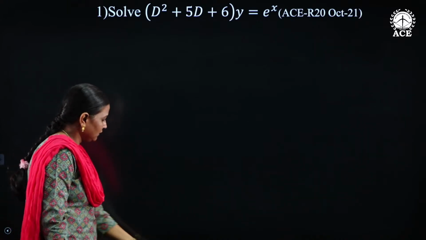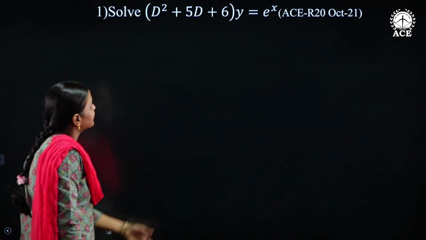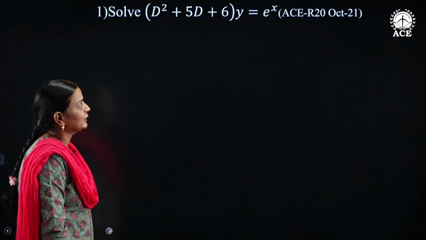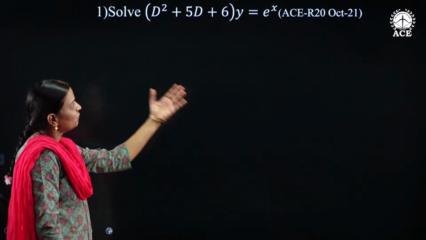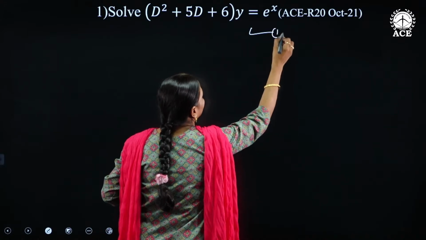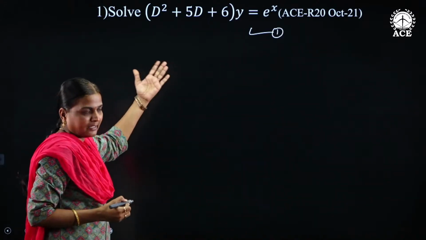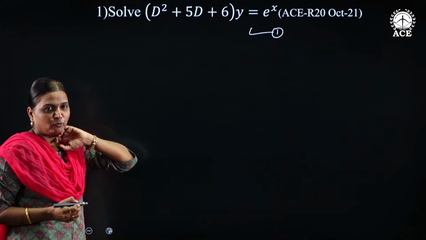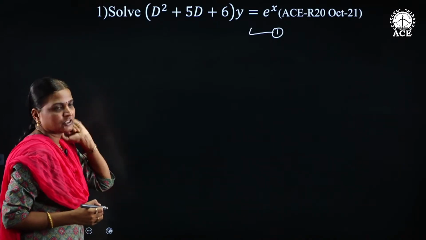First question: solve (D² + 5D + 6) y = e^x. So first, identify the nature. Is it homogeneous or non-homogeneous? Tell me, is it homogeneous or non-homogeneous? Please post your answer in the chat box.